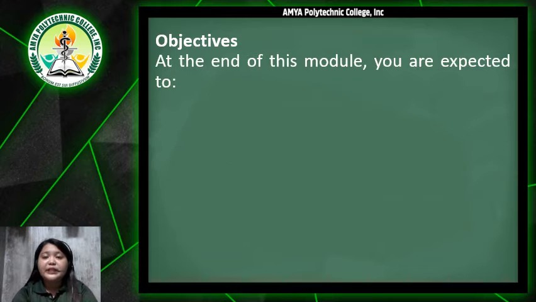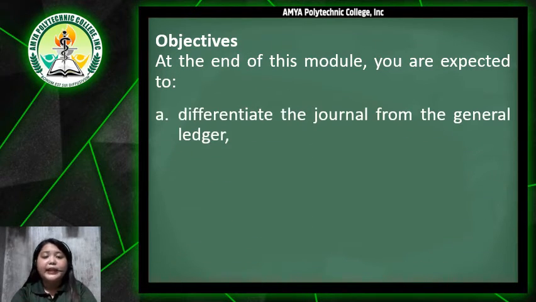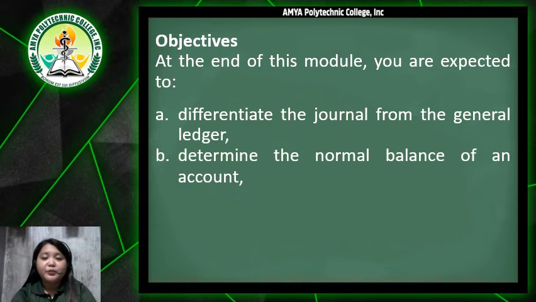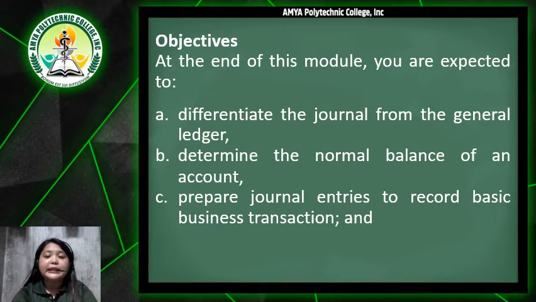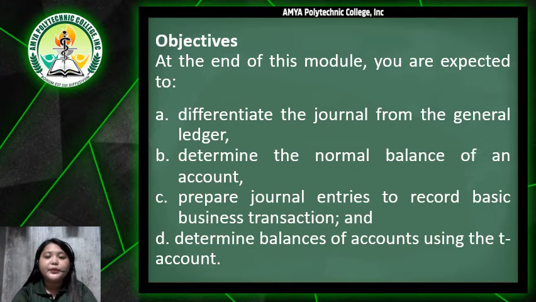At the end of this module or lesson, you are expected to: A. Differentiate the journal from the general ledger. B. Determine the normal balance of an account. C. Prepare journal entries to record basic business transactions. And letter D. Determine balances of accounts using the T account.